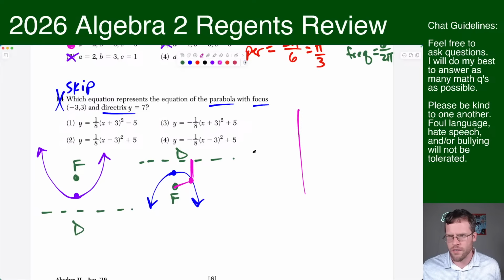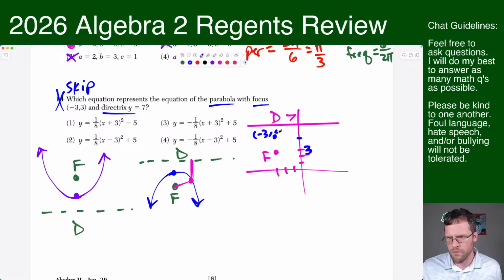So here, I think they give you some info. They're telling you here that the directrix is at y equals 7. So this is at y equals 7 over here. And the focus is at -3, 3. So this would tell you then, if this is focus and directrix like this, then the vertex would be in the middle. So from 7 to 3, the middle value would be 5. That would mean -3, 5 would be the vertex.